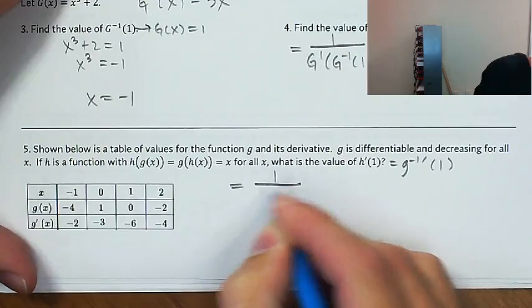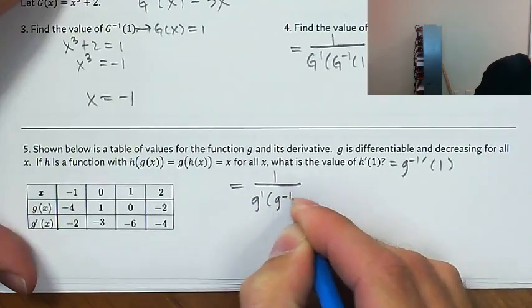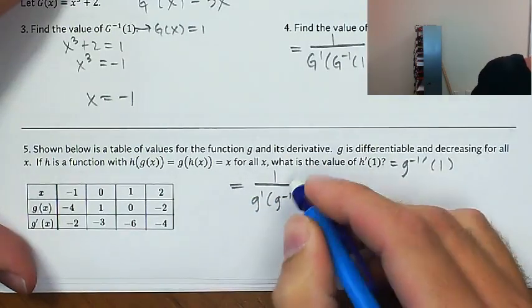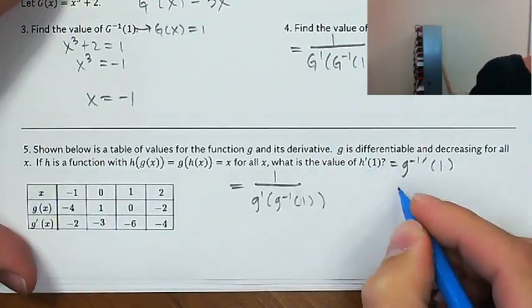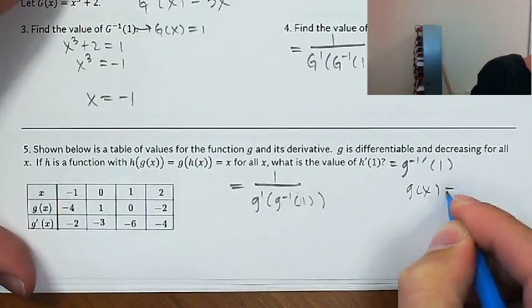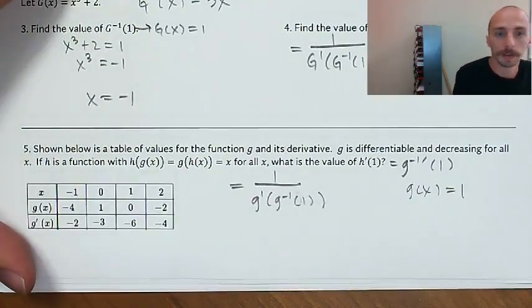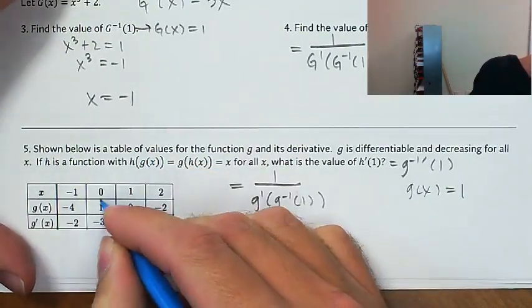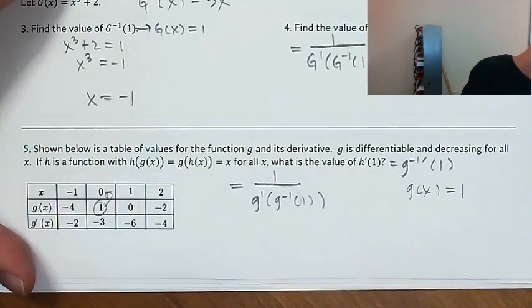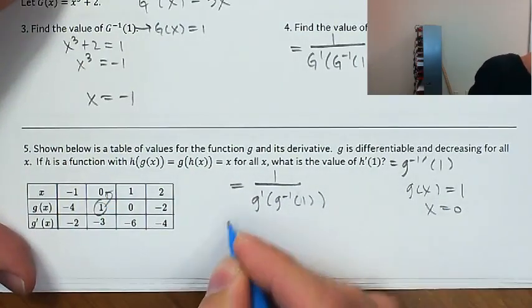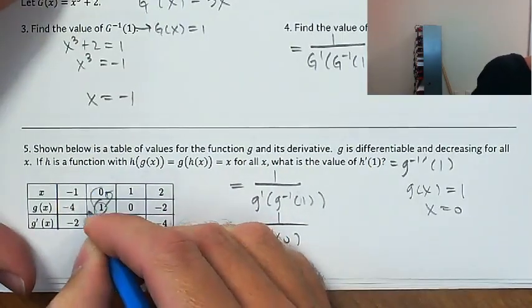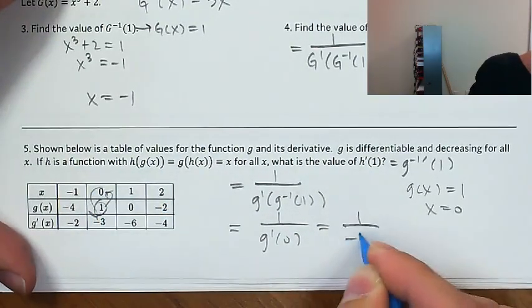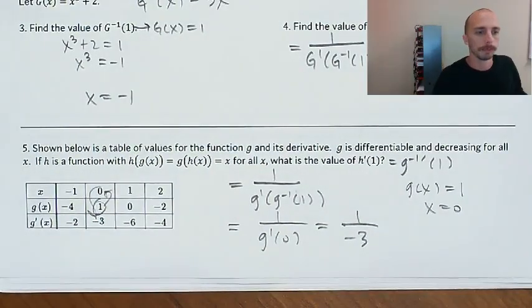And we've got a formula for that. That's 1 over g prime of g inverse. But I guess we haven't figured out what g inverse of 1 is yet. Okay. G inverse of 1 we'll compute by setting g of x equals 1. We'll go back to x, that's x equals 0. And so it's going to be 1 over g prime of 0, which is over there. That's 1 over -3. That's form I.